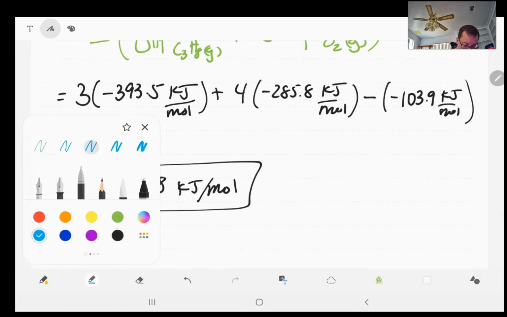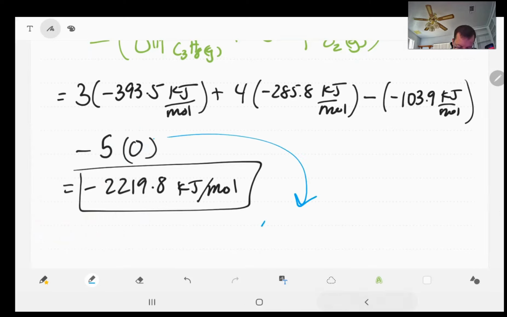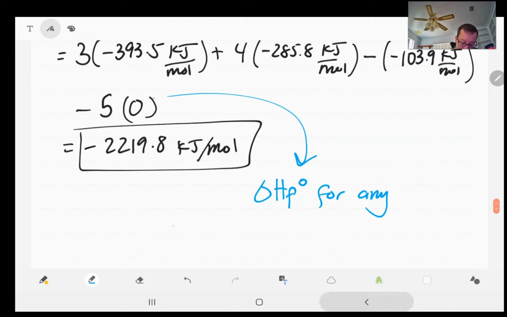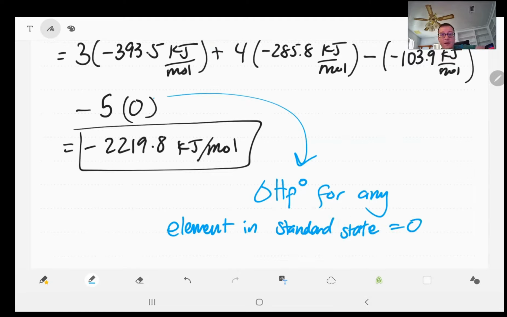Note, for any standard element in standard state, delta HF is 0. Because we already have it, right? We use delta H to describe formation of these things. If it's already O2, there's no formation necessary. So for any element in your standard state by itself, delta HF is just 0.